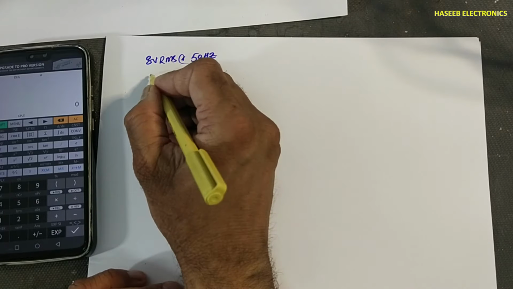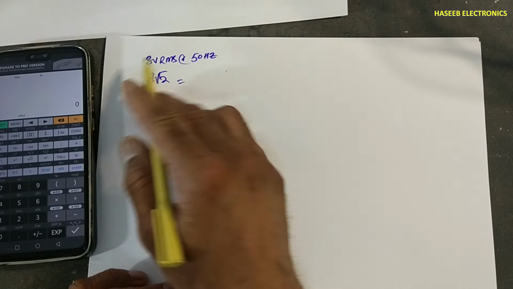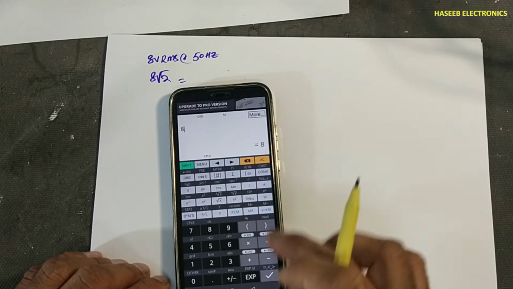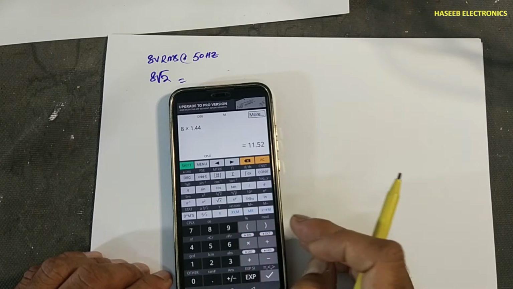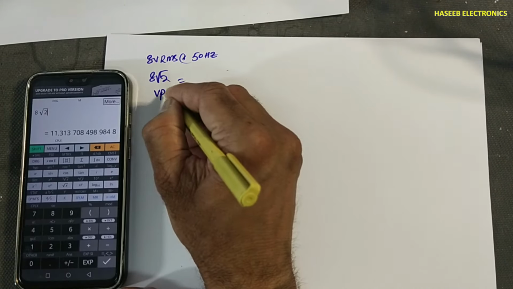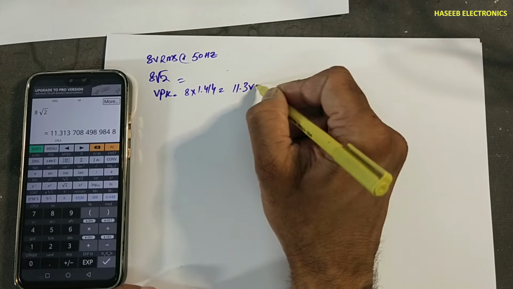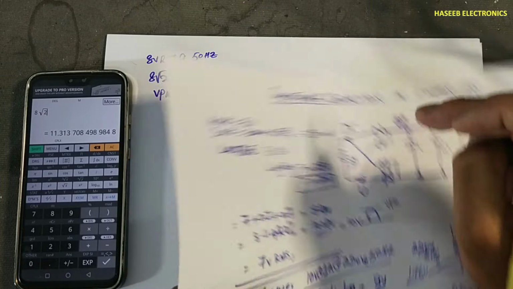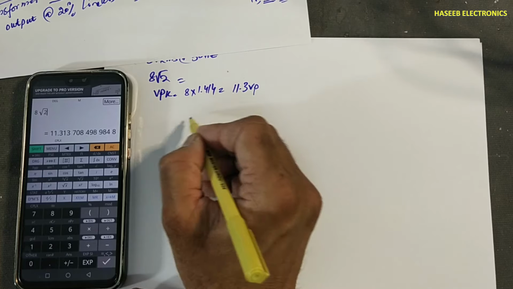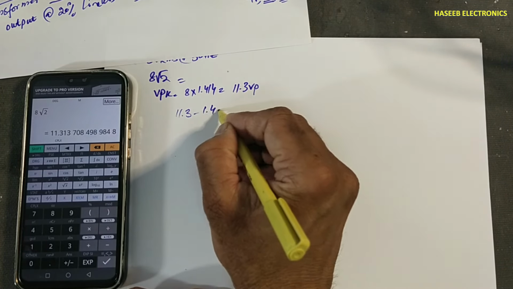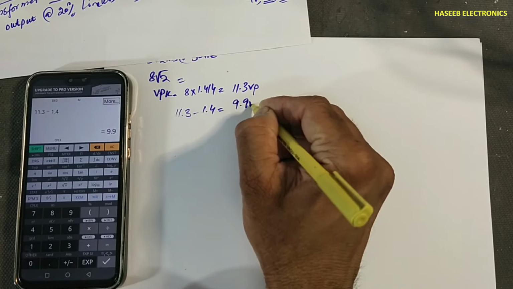When we convert these 8 volt RMS into peak voltage, 8 multiplied by 1.414 is 11.312, so 11.3 volt peak. That is this peak. What will the voltage be here at this capacitor end? 11.3 volt minus 2 diode drops of 1.4 volt, 9.9 volt peak.